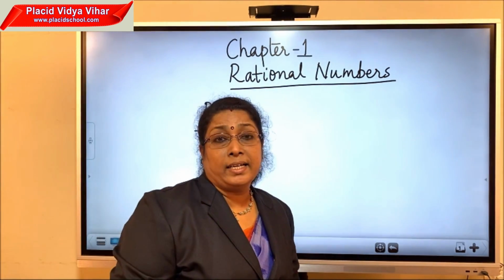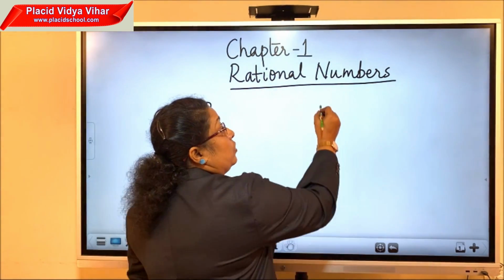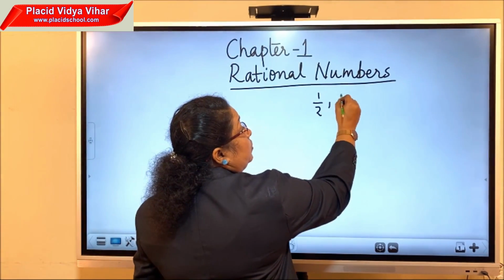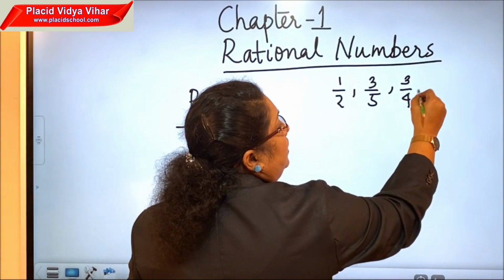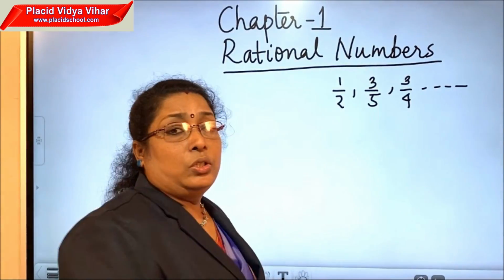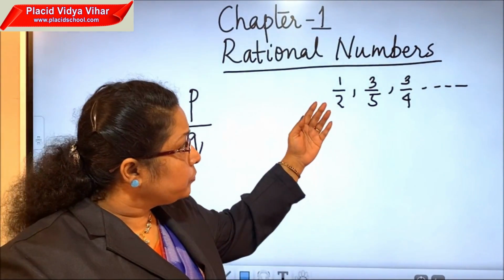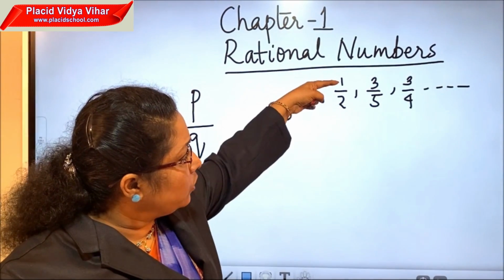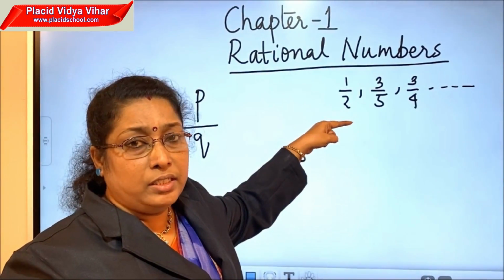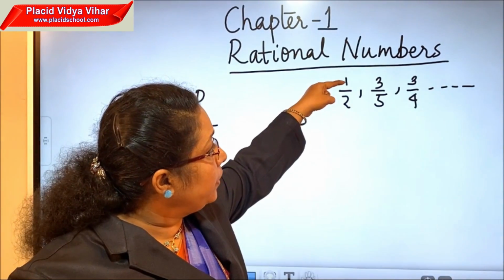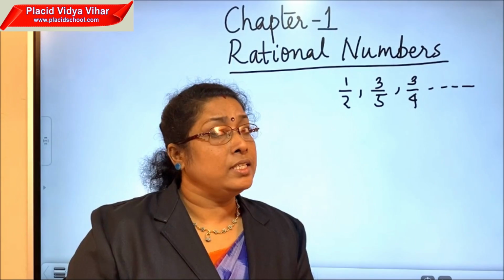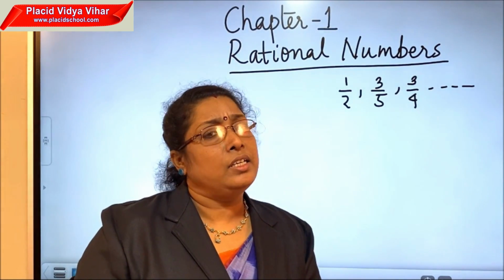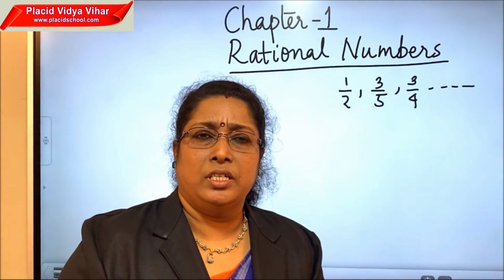Now you said the examples of fractions as 1 by 2, 3 by 5, 3 by 4, etc. Look, these all have a numerator and a denominator, so they are of the form P by Q. Now we come to our topic, that is rational numbers. Rational numbers is only this much.